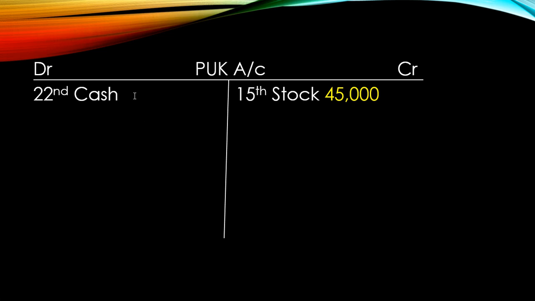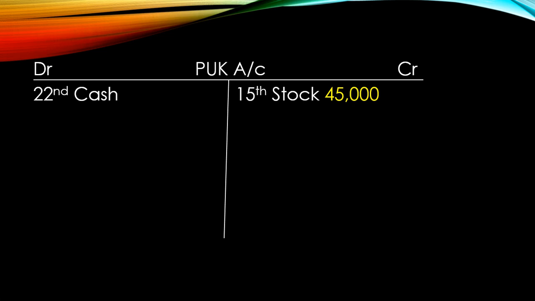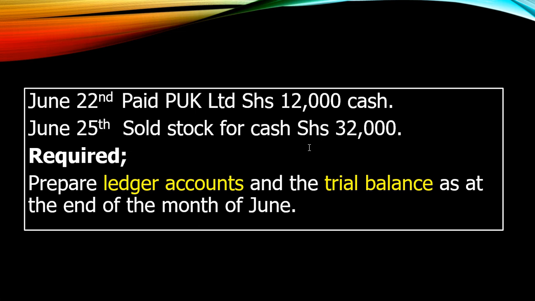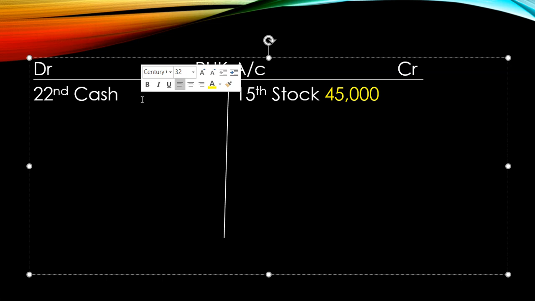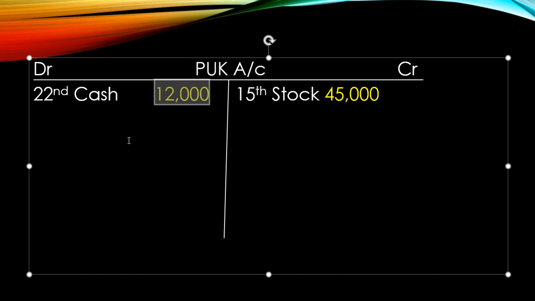PUK by 15. Is it 15 or 12? Let's go back. It is 12,000. So let us go and debit PUK an amount equivalent to the others. That one is done. I'm choosing to go slow such that you can get the concepts.